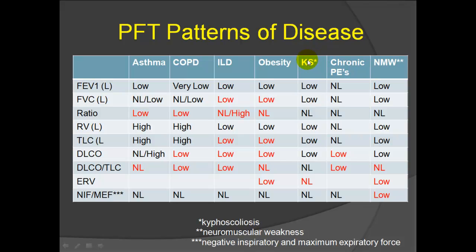In kyphoscoliosis, the pattern is very similar to obesity. They both extrinsically restrict the lungs, but there's no reason to believe the expiratory reserve volume is particularly low. And also, the neuromuscular strength is normal. Obesity and kyphoscoliosis are very similar patterns on PFT. Sometimes we can discriminate the two by the expiratory reserve volume being particularly low in obesity.